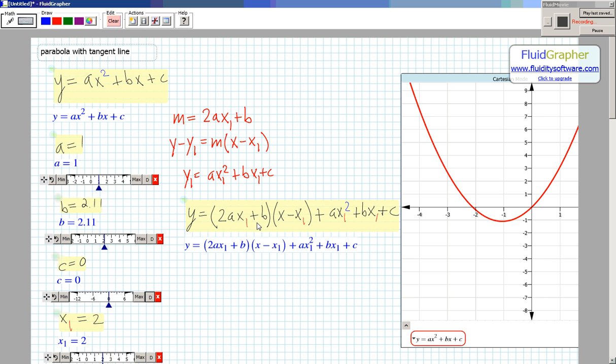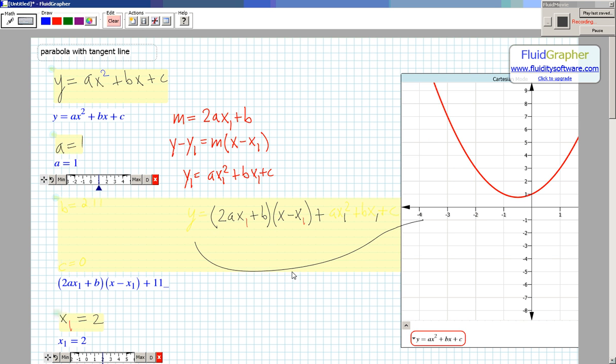Okay, so that's my slope in point slope form for my line. x minus x1, so that's a generic equation with x1 being the point where I'm viewing my line. I can graph that.